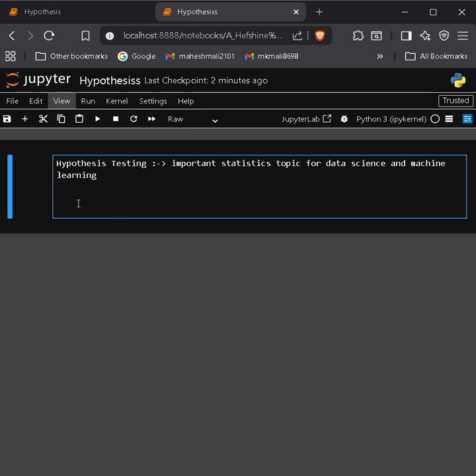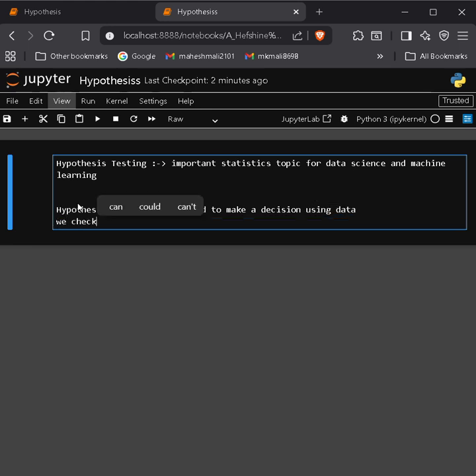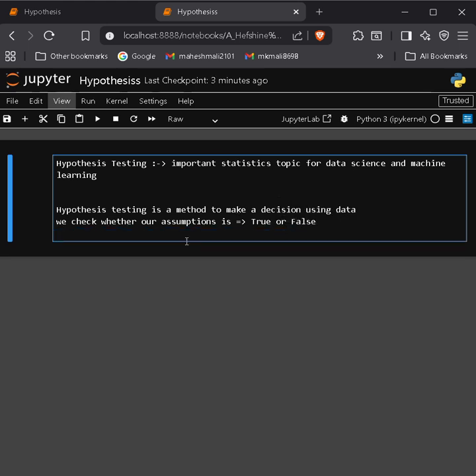Firstly, see what is its definition, what hypothesis says. Hypothesis testing is a method to make a decision using data. We check whether our assumption is true or false. Only two.